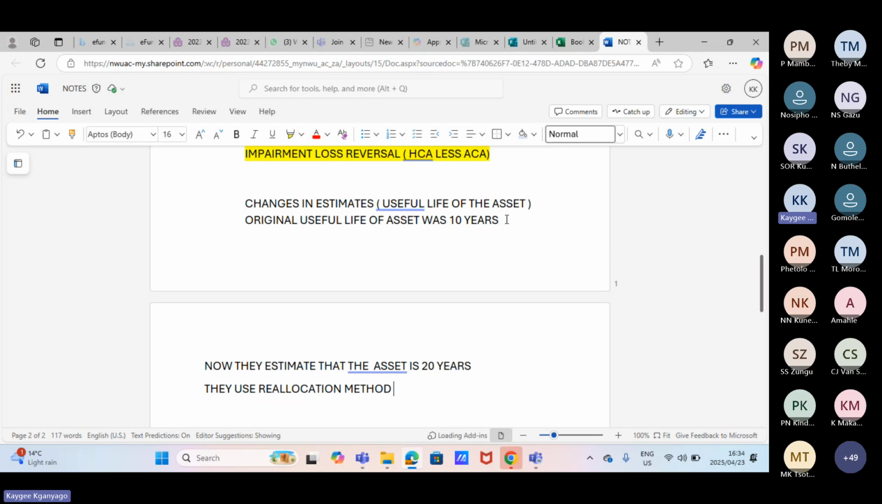What you can do, you must take the estimated useful life and do what? You take it as if it was the original useful life and depreciate over the remaining useful life. I don't know if you get me. Am I too confusing? I think you should do an example maybe, in a question.